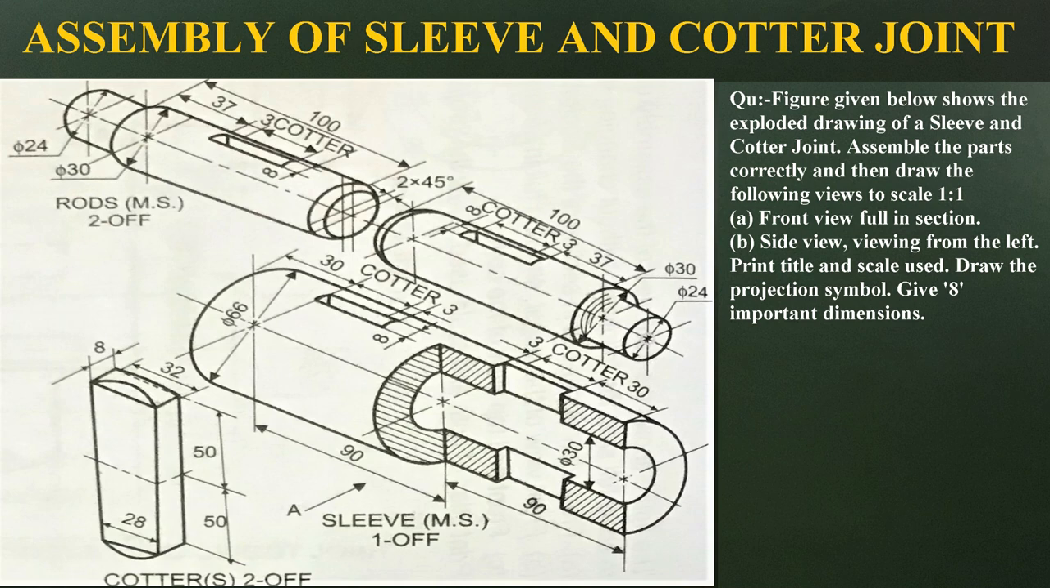So these are a total of 5 elements, but four are given to us: two rods separately, then a sleeve, then one cotter. And cotter 2 off is mentioned here. It means we have two similar cotters in this joint. So our task is first to assemble these parts correctly and then to draw its front view, full in section, and side view.